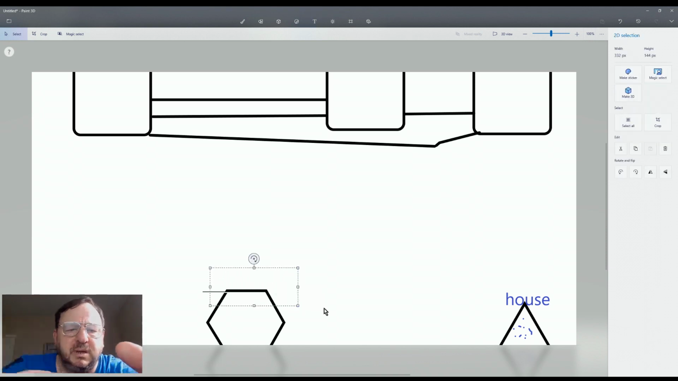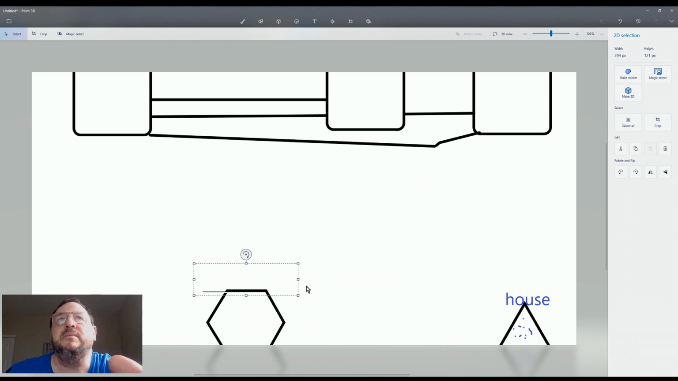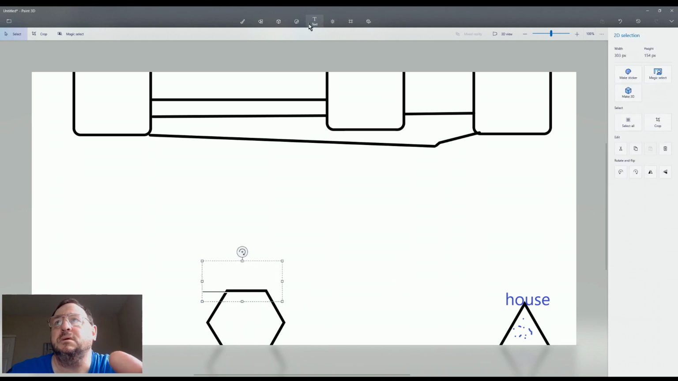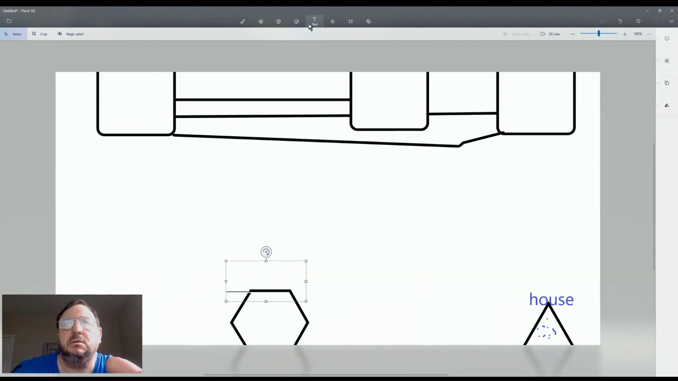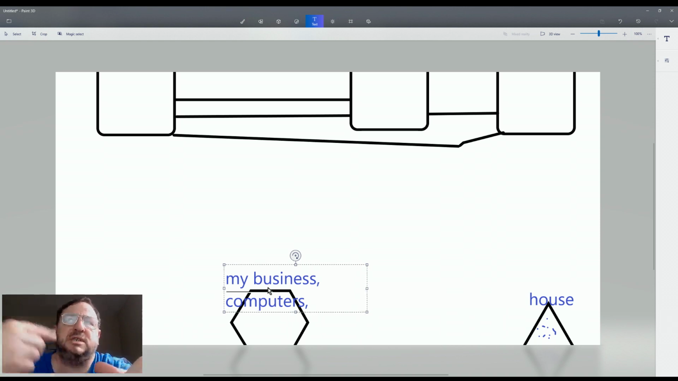Okay, hold on. That's what Google used legally. What's going on? My business. Effects, I don't need effects. I need letters then. What's going on? I need letters. Text. My business. Computers. And step by step build-up.